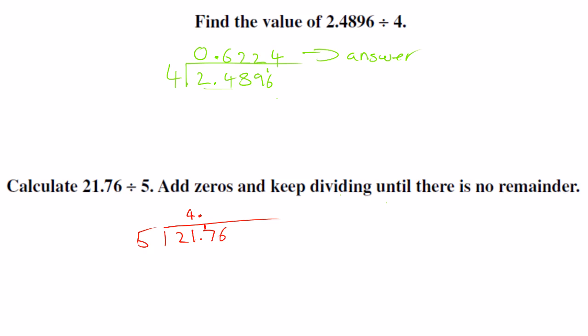So 5 goes into 17 3 times, but I've got 2 left over. 5 goes into 26 5 times, but I've got 1 left over. This is where we add the zeros. So we add a 0 there. What that means is 5 goes into 10 twice. And that is our answer.